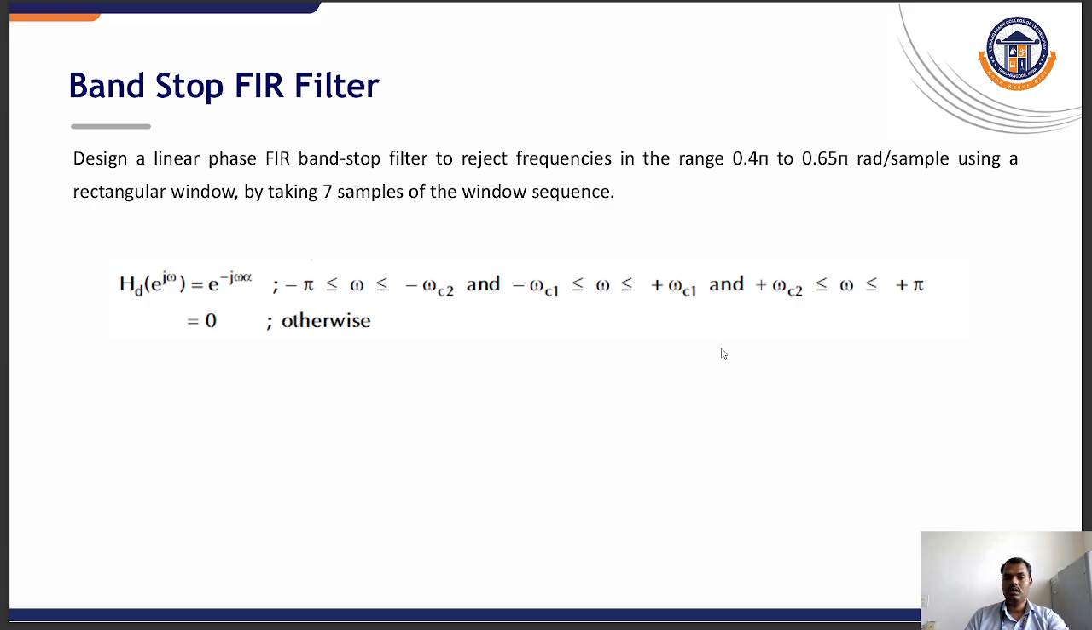Now we are going to see how to design the bandstop FIR filter. Here we are going to design a linear phase FIR bandstop filter to reject frequencies in the range of 0.4π to 0.65π radian per sample using a rectangular window by taking 7 samples of the sequence. So if it is a bandstop filter, then H_d(e^{jω}) should have three ranges of omega values, that is from −π ≤ ω ≤ −ω_c2, and −ω_c1 ≤ ω ≤ ω_c1, and then ω_c2 ≤ ω ≤ π.